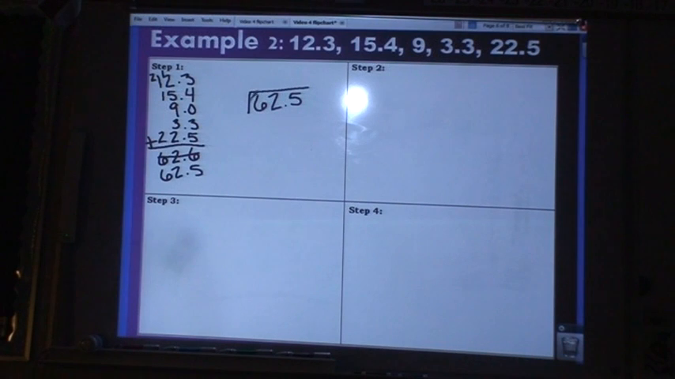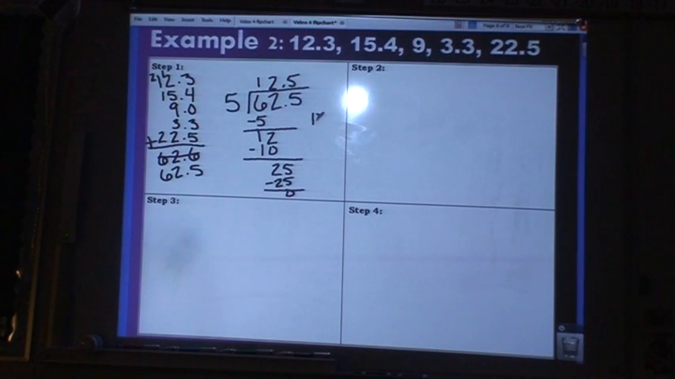We still have to divide by the number of numbers. So now we've got to divide by the 5 numbers that we have in our set. Remember, the decimal stays in the exact place it was in before when we're talking about division, as long as there's not any decimals in our divisor. So the mean is going to be 12.5.